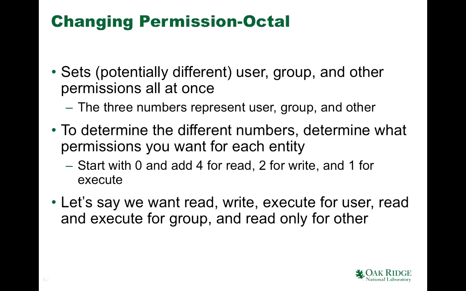But basically you start with 0. That means no permissions at all. If you want somebody to have read permission, you add 4 to whatever number you're going to put there. If you want them to have write, you add 2 to it. And if you want them to have execute, you add 1. So let's say we want to set read, write, and execute for user, read and execute for group, and read only for other. That's exactly what we just did in the last example on the previous slide.